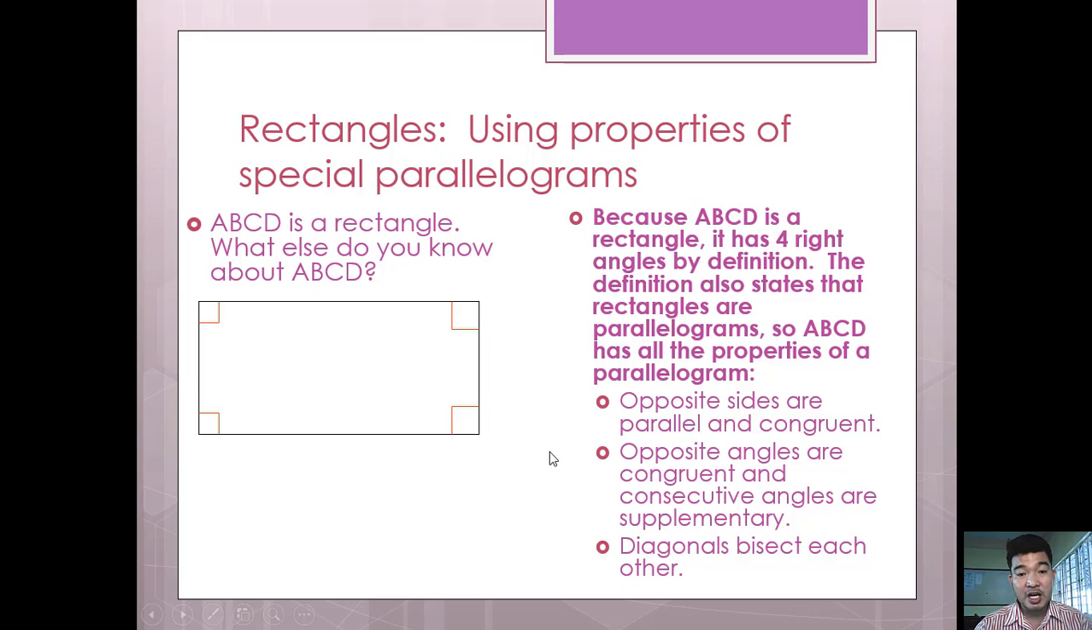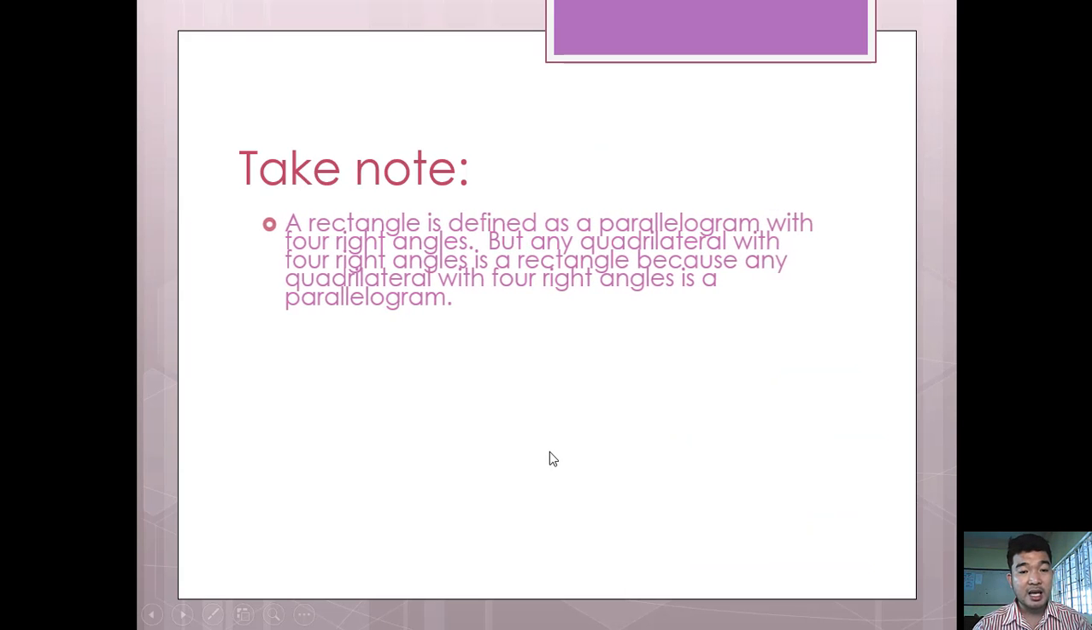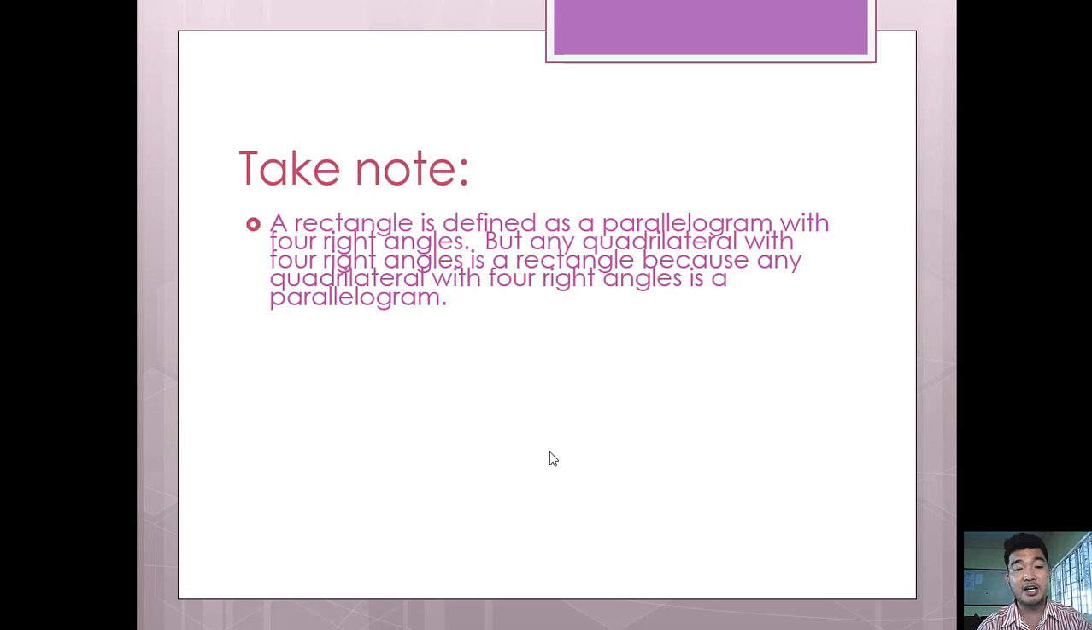Diagonals bisect each other. Take note, a rectangle is defined as a parallelogram with 4 right angles. Parallelogram din siya with 4 right angles. But any quadrilateral with 4 right angles is a rectangle because any quadrilateral with 4 right angles is a parallelogram. So lahat daw ng quadrilateral na may 4 na right angles, sila ay rectangle. Dahil kahit na anong quadrilateral na mayroong 4 na right angle ay parallelogram pa rin.